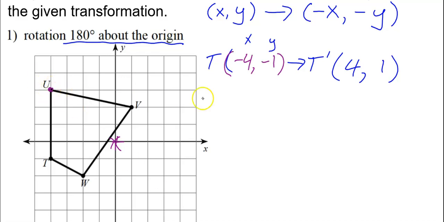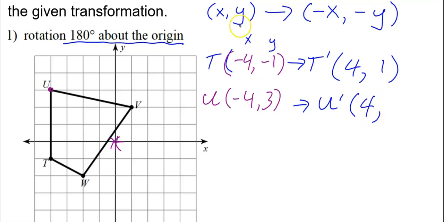Alrighty, here's U. U is at the point 1, 2, 3, 4 to the left, 1, 2, 3 up. 4 left, 3 up. Let's map that onto U prime. The rule says x still goes first. x is first. Change its sign. Keep y second. Make it negative, which means change the sign.